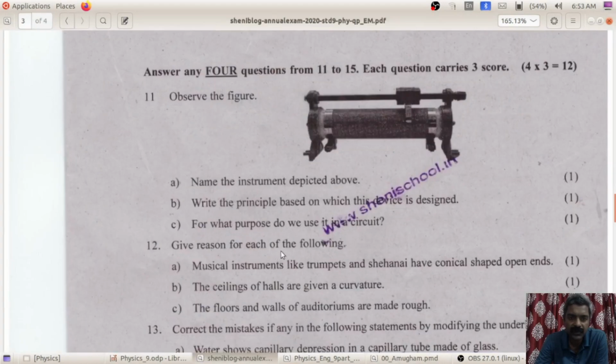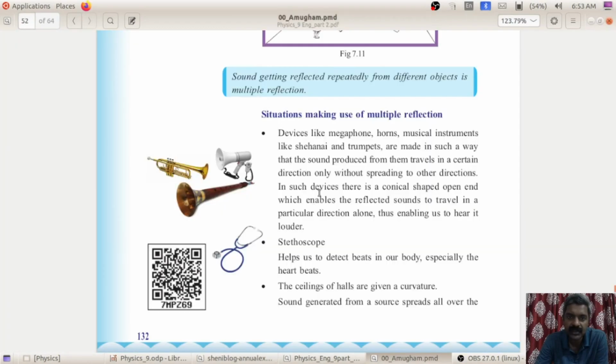Give reason for each of the following. Musical instruments like trumpets and shehnai have conical shaped openings. In such devices, there is a conical shaped opening which enables the reflected sounds to travel in a particular direction alone, thus enabling us to hear it louder.